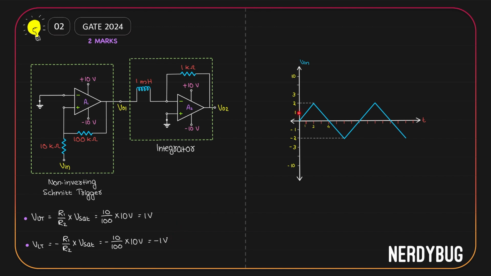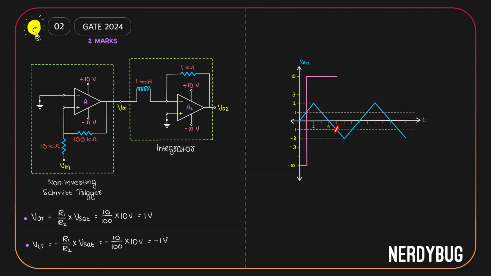Input crosses 1 volt at these points and it crosses minus 1 volt at these points. Let us assume that the output of the Schmidt trigger starts at the negative Vsat. Negative Vsat is minus 10. Now at 1 microsecond input crosses 1 volt, which means output of the Schmidt trigger will go to plus Vsat. Now the output will continue to be at plus Vsat unless the input crosses minus 1 volt, which is over here at 5 microsecond.